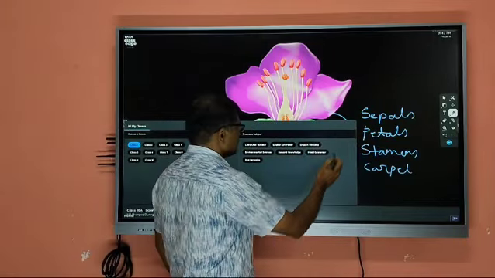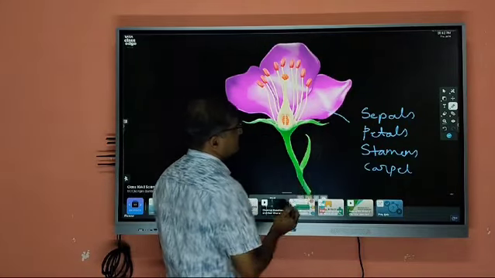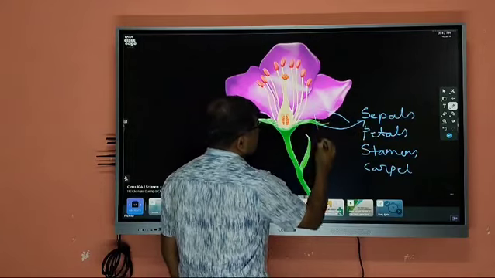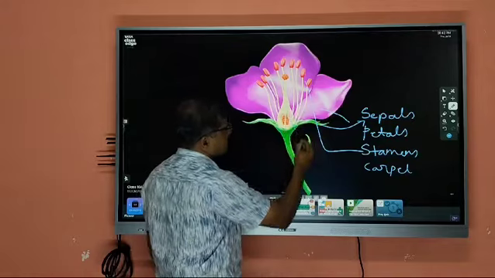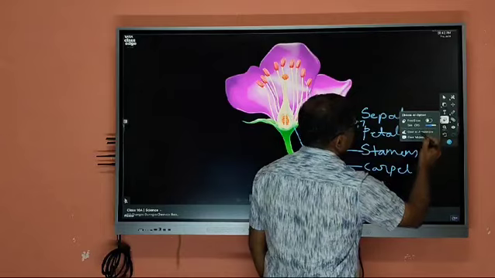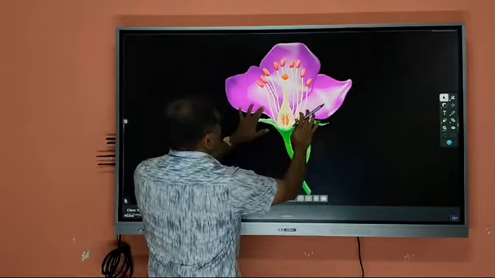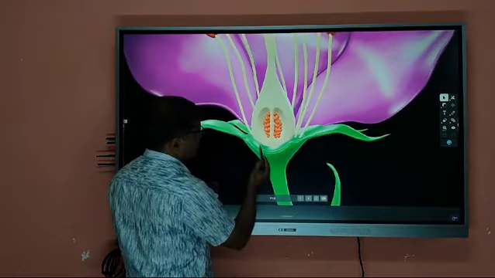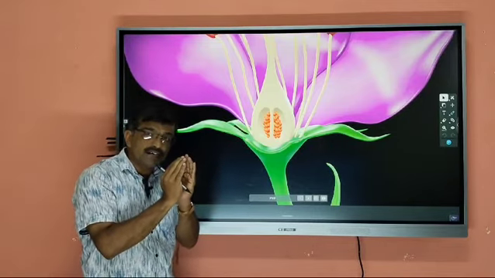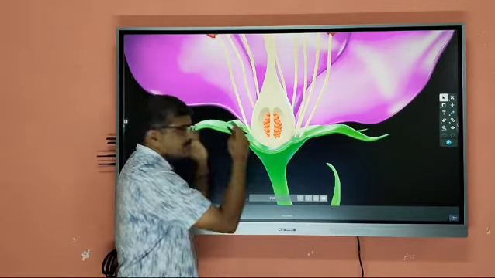Of course, you are observing here, this is the petal, this is the sepal, these are the stamens, this part is the carpel, right? So here, this green part, what you are observing, is the sepal. This sepal protects the bud of the flower. Later, it forms a flower. So this is the sepal.